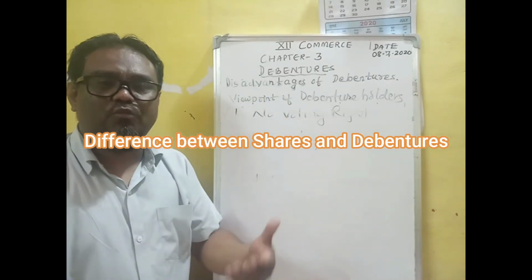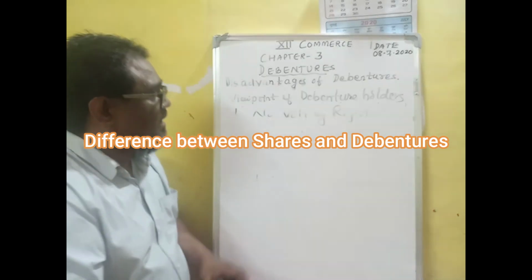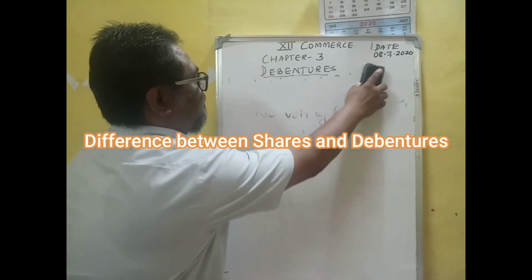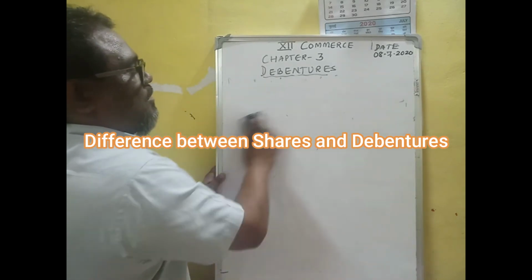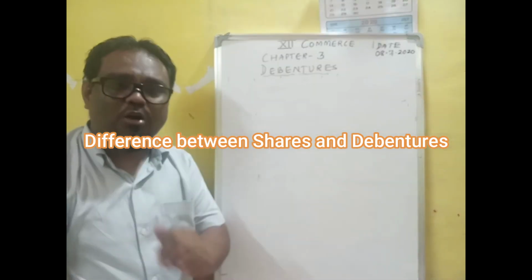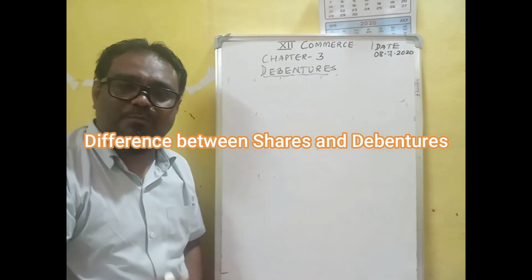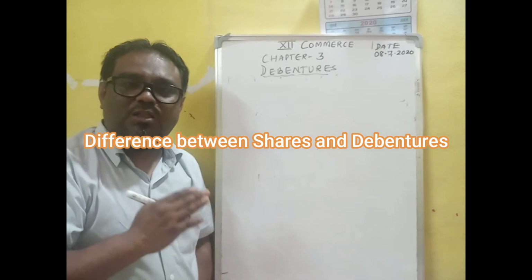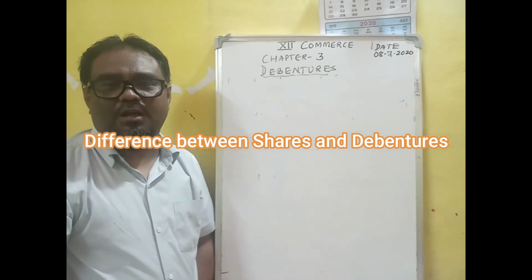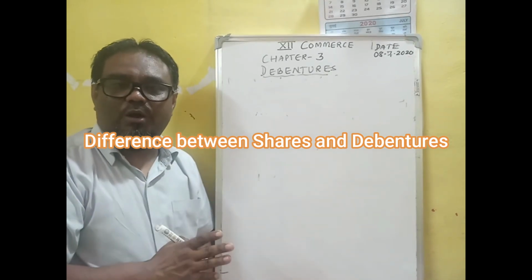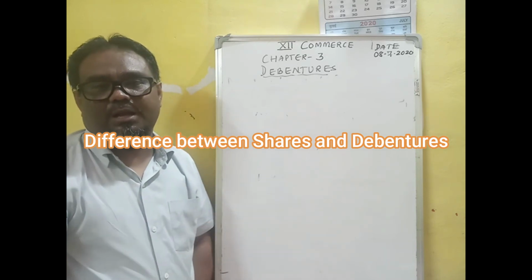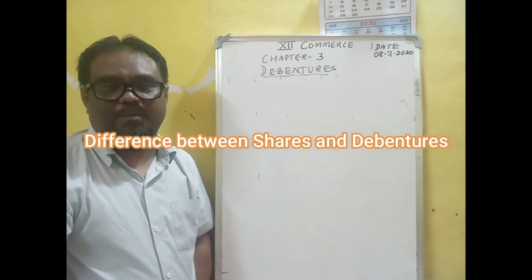So our next topic is the difference between shares and debentures. Let's discuss a few differences between them. Shareholders are the owners of the company. Debenture holders are the creditors of the company. Shareholders get the dividend from the company, while debenture holders get interest from the company.